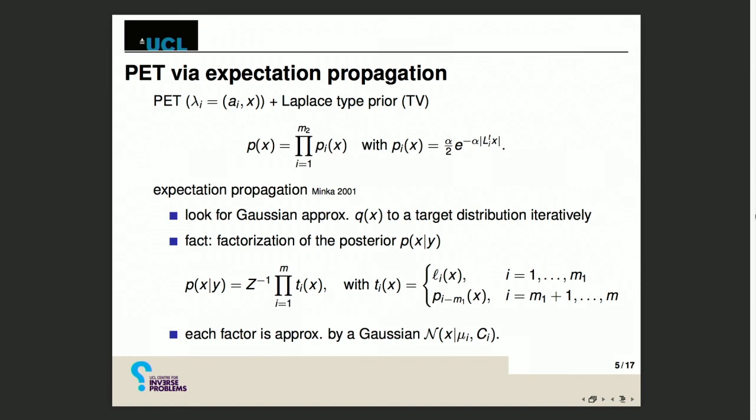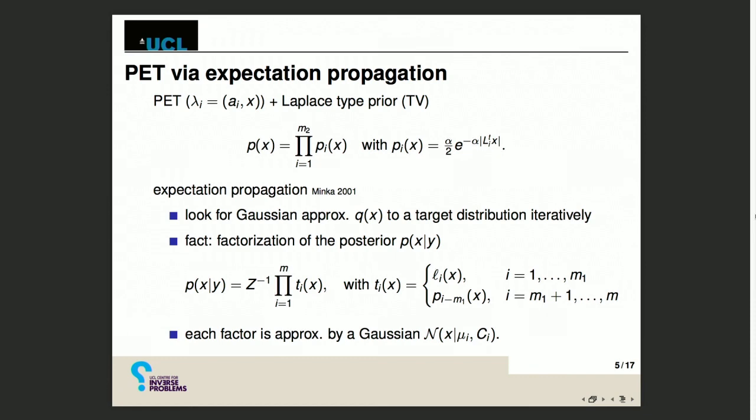With this prior and the corresponding likelihood function, we can write down the posterior distribution, at least up to some constant. What we are going to do is look for a Gaussian approximation to the posterior distribution, generally in this manner. We will do this using the so-called expectation propagation. I will explain it on the next slide.